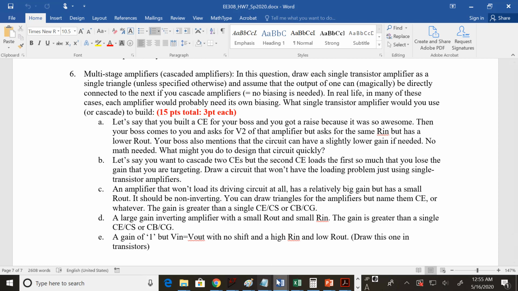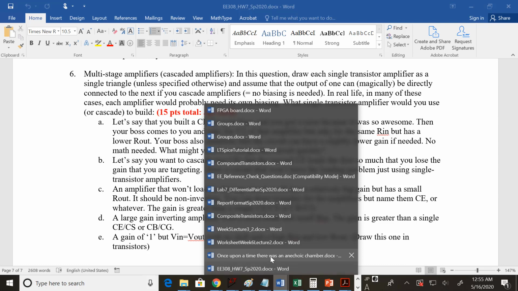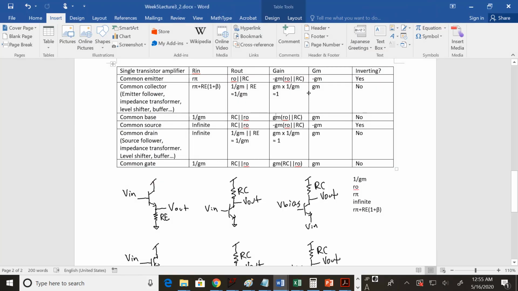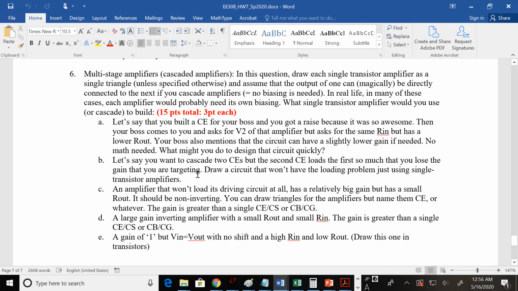So for example, if your boss says high gain and low R out, you don't have a single amplifier. Let's go back over here. No, it's 5. You don't have a single amplifier like a common emitter. It gives you the high gain, but it has a high R out. If you do the common collector, oh, it has a low R out, just like your boss asked for, but the gain is very small. So the question in question 6, you can't do this with just a single stage. You have to cascade amplifiers.